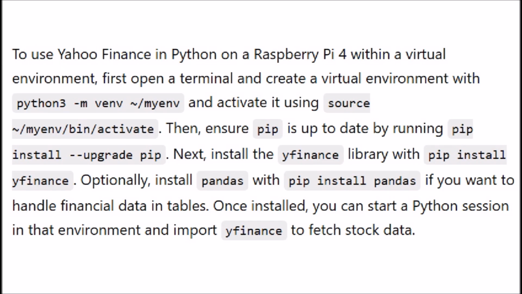To begin, if you want to use Yahoo Finance and Python on a Raspberry Pi 4 within a virtual environment, first open a terminal. Create a virtual environment by typing python3 -m venv myenv and activate it using source myenv/bin/activate. Next, make sure that pip is up to date by running pip install --upgrade pip.